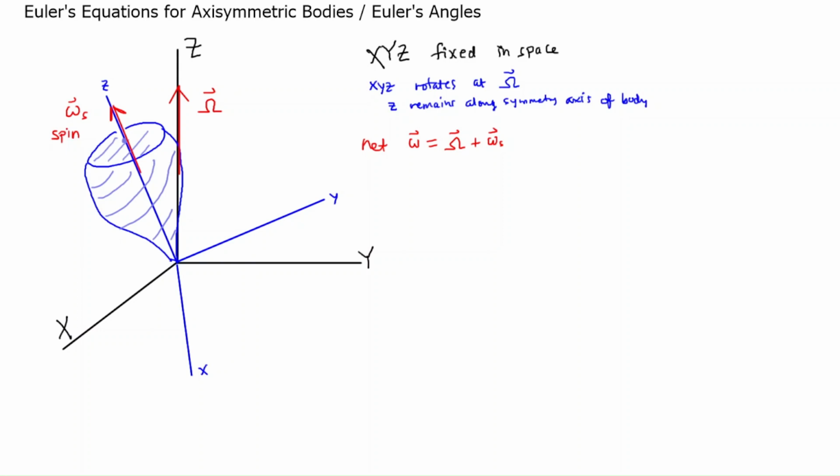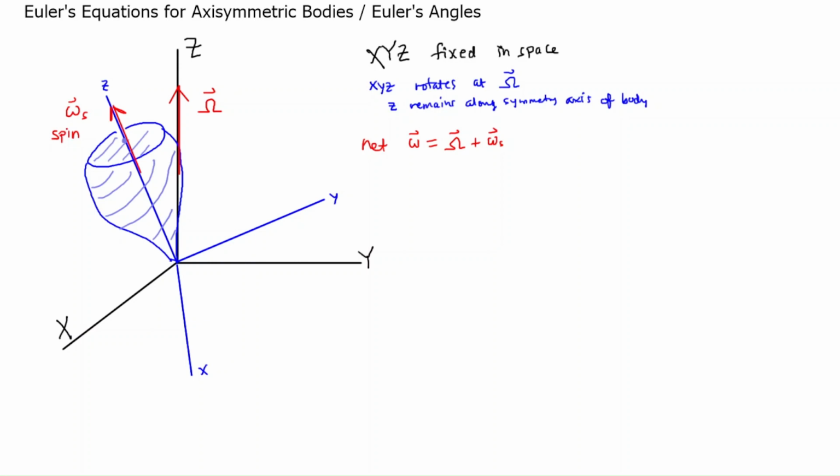So let's suppose we have a coordinate system, capital XYZ, that's fixed in space, and we have a lowercase xyz coordinate system that's kind of attached to our rigid body. Not exactly this time. So let's suppose the z-axis, lowercase z, remains along the symmetry axis of the body as it spins. And then let's suppose that this spin rotates around the capital Z-axis at capital omega rate.